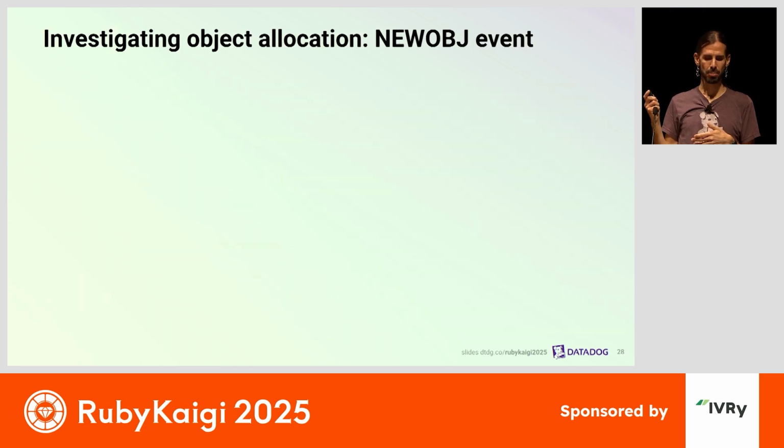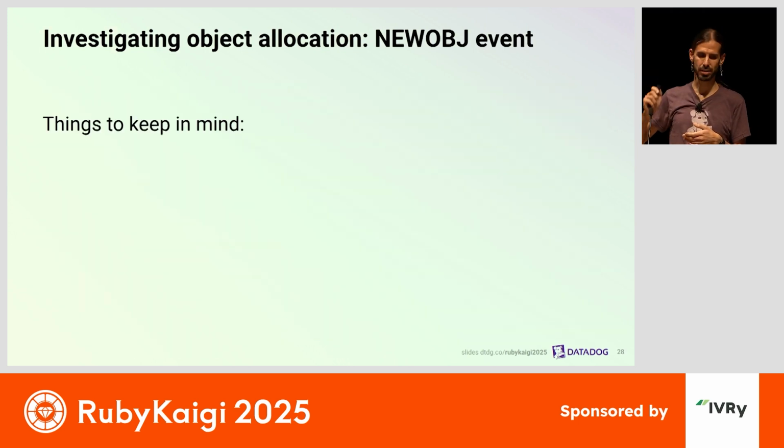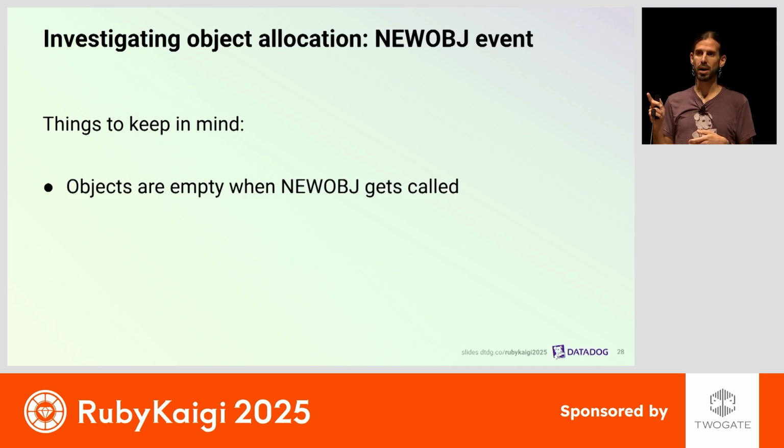Okay, things to keep in mind when you are using this kind of event. The first is that the objects are empty when the function gets called. When Ruby calls your function, Ruby gives you the object. But if you try to look at the object, you will see nothing, because Ruby calls you just after allocating the object, so before initialize got called. So if you wanted to see what the value of a variable or whatever was in the object, you can't, because the object is still empty.